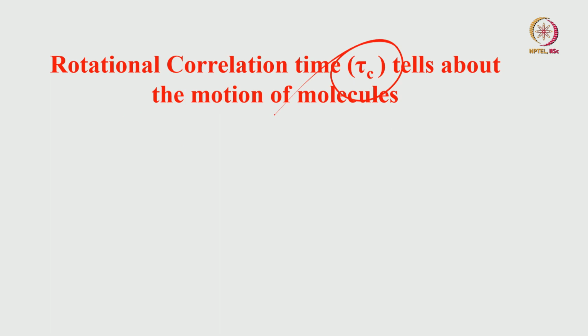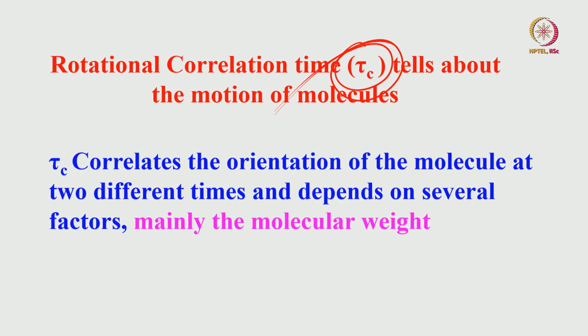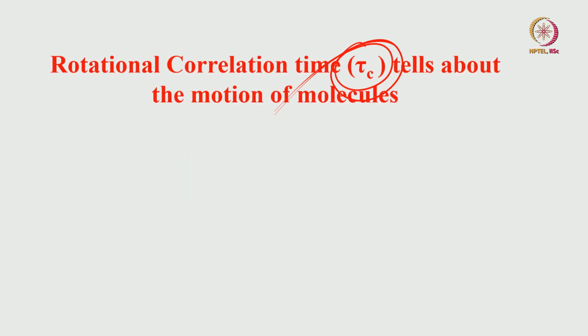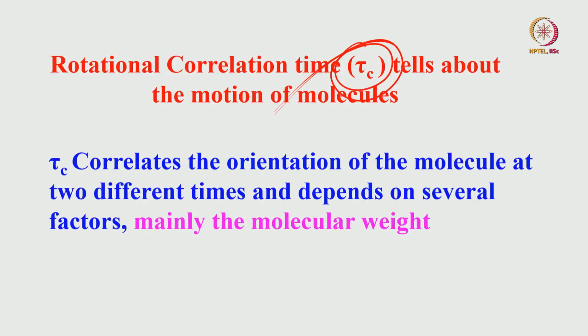This tells us about the motion of the molecule. How fast the molecules are undergoing motion, fast or slow, is defined by tau c, called correlation time. I will discuss more about this since the time is getting up. I will discuss more about the correlation time, everything, in the next class.